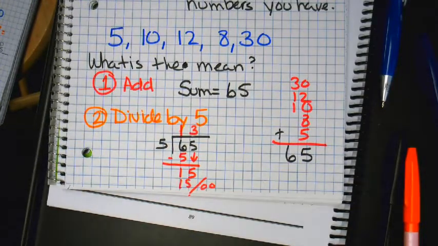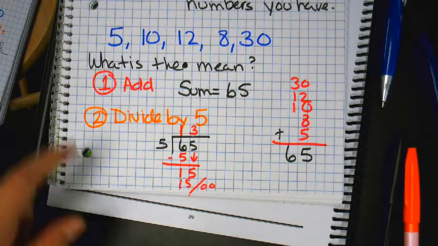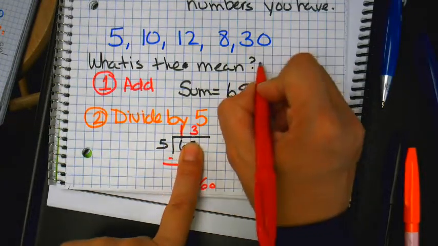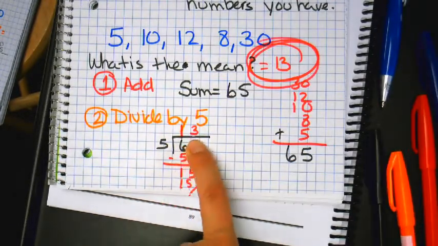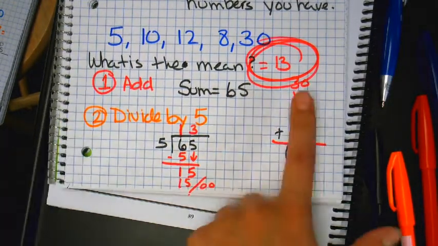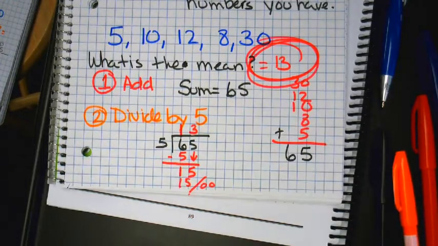Makes me happy. So therefore, what is the mean? The mean is 13. I'm going to highlight that for you. So the mean is 13. After you divide, that's your answer. So first you add, and then you divide, and that's your answer.